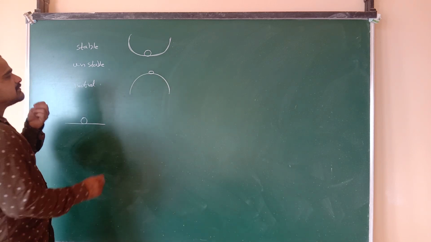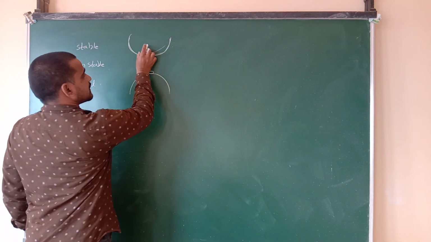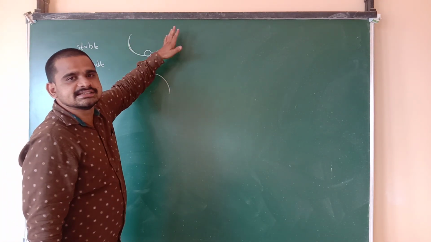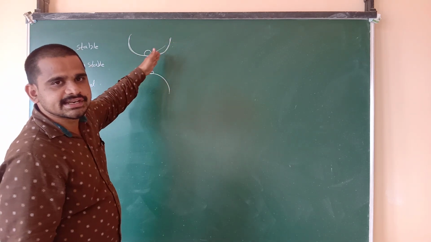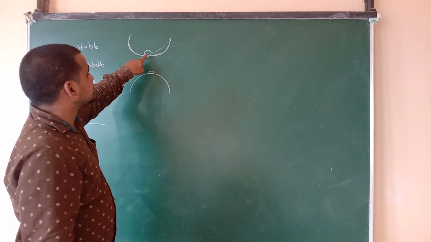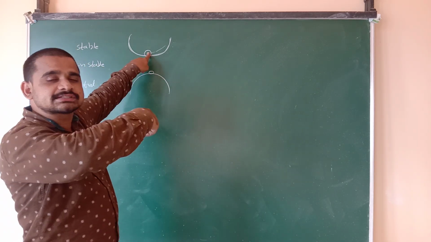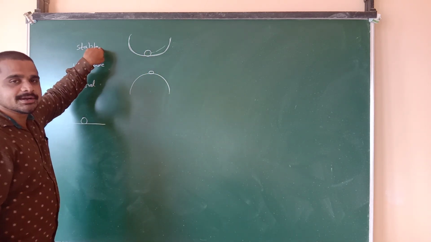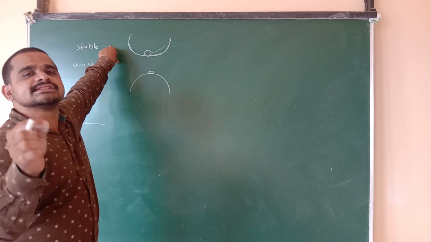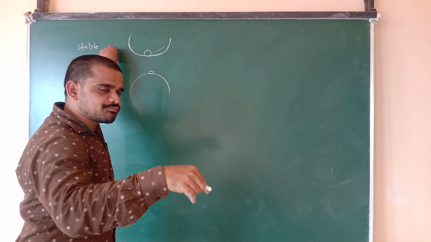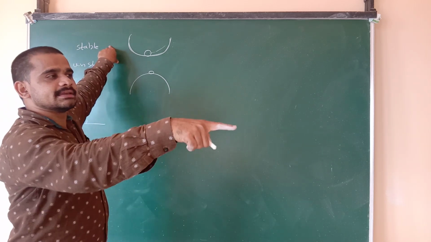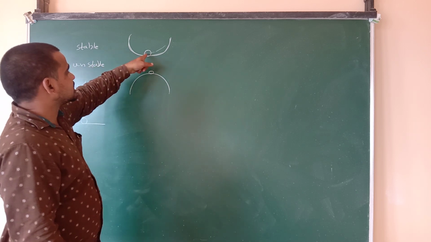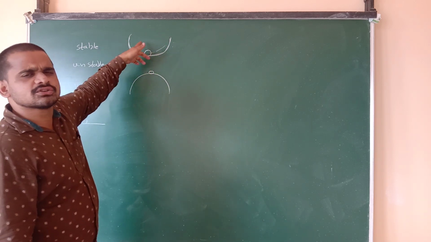I will displace this body from here and release. What happens here? Take this small sphere, displace and release. It starts oscillating and finally comes to this initial position. If it comes back to the initial position, then the body is said to be in stable equilibrium. If a body is displaced from its equilibrium position and comes to the same position after displacing, that is called stable equilibrium. If you displace this body, it makes oscillation and again comes here.